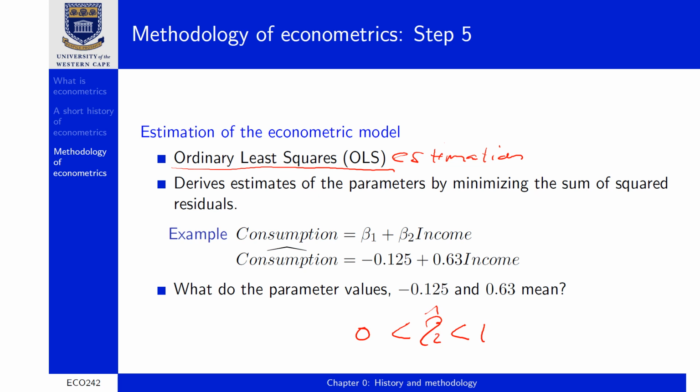With respect to the intercept parameter, the interpretation doesn't really make any economic sense. You'll see a negative value there of minus 0.125. And what that tells us is that when income is 0, we can expect to see aggregate consumption of minus 125 billion. So remember, these values are expressed in trillions.